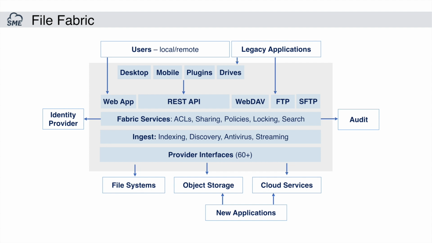That is where the Storage Made Easy Enterprise File Fabric comes in. The Storage Made Easy Enterprise File Fabric is a platform that you can deploy on-premise that can sit alongside your storage. It provides connectors into 60 or more different storage types.